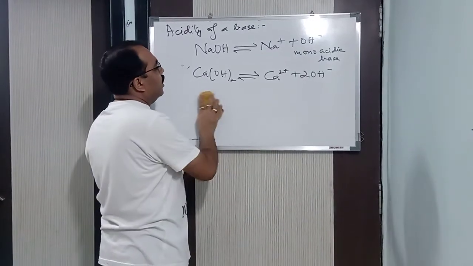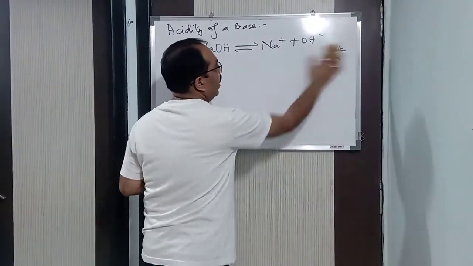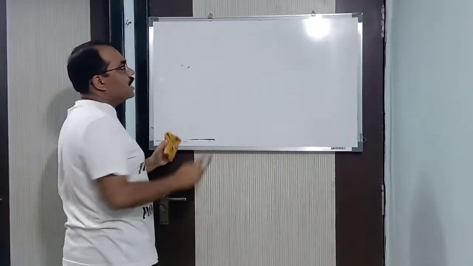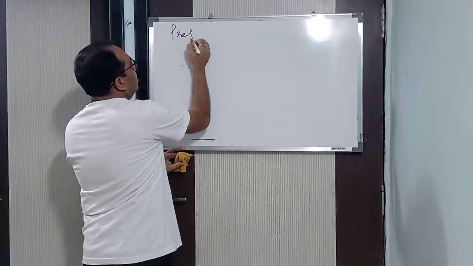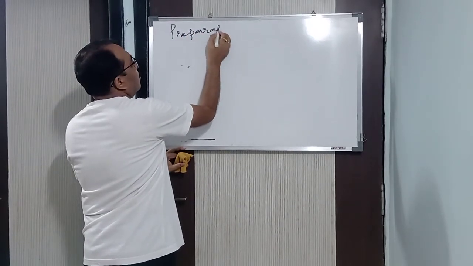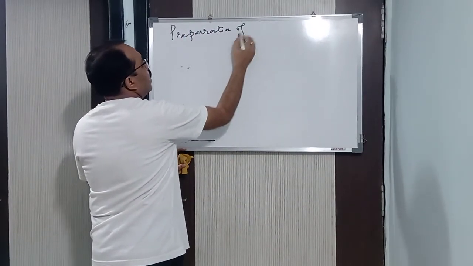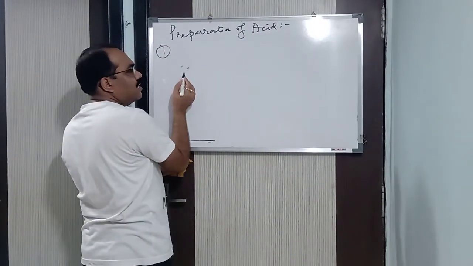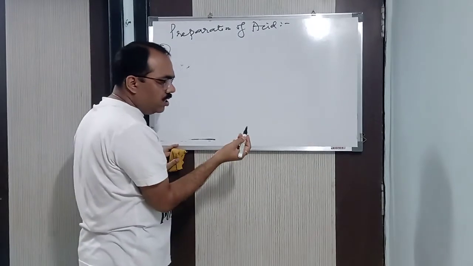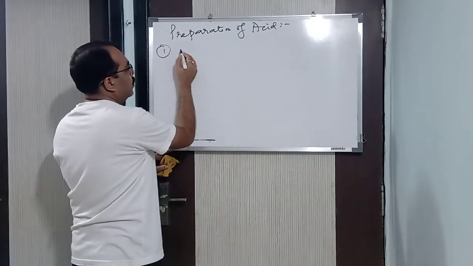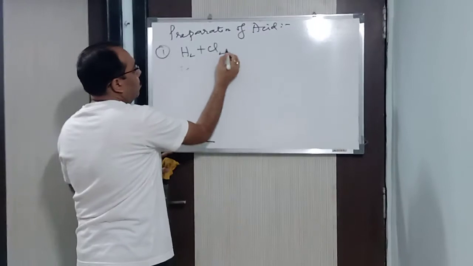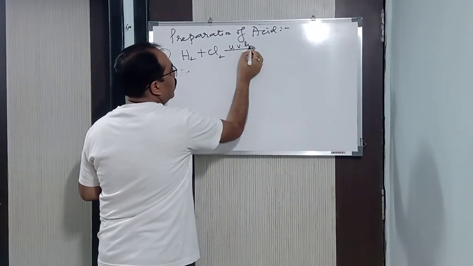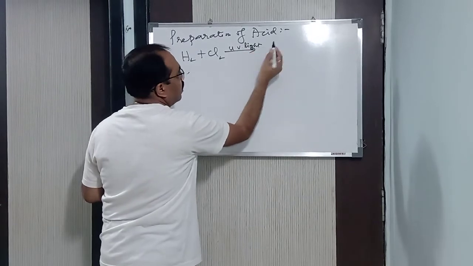Next, after that, we will come to the preparation of acids and bases. First we will see the preparation of acid. Acids can be prepared when hydrogen reacts with any non-metals, like hydrogen reacts with chlorine in the presence of UV light, that is diffuse sunlight, which will give you what?